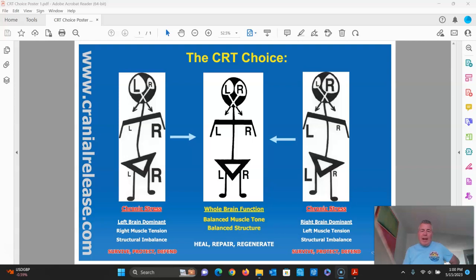So again, I think you've seen this poster. This is what I give to my students when they take the training. We call it the CRT choice, the cranial release technique choice. And if I were going back into practice, I would have this poster right on the wall. The first thing after I took the history, what's going on, how long is it bothering you, all the questions that we ask, I would want to explain to them what it is that we're going to do with the cranial release technique.